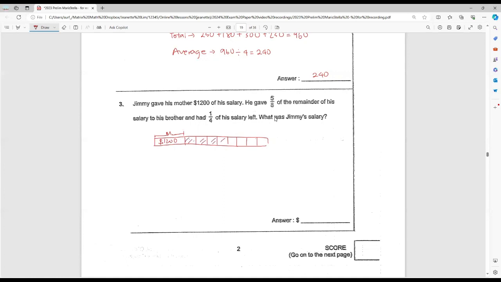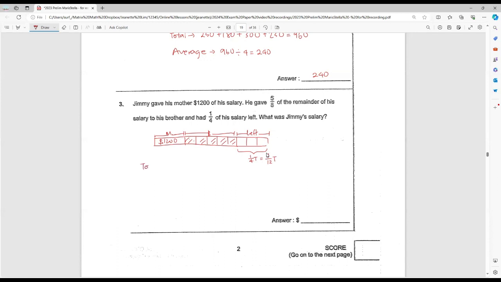1, 2, 3, 4, 5. This is to the brother. And what we have is 3 units left. Now this 3 units left is actually 1/4 of the total salary. So this part here is 1/4 of the total. Now because we have 3 units here, 1/4 means that you are left with 1 unit. Your total is 4 units, right? If you're left with 1 unit, but over here we have 3, then we're going to change this fraction such that the numerator is a 3. So this becomes 3/12. 3/12 means the amount left is 3 units.